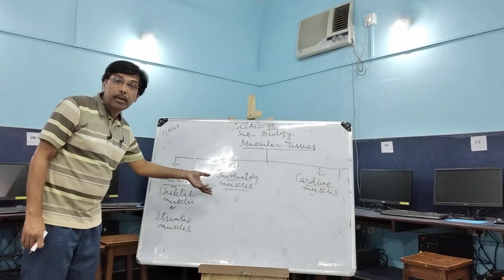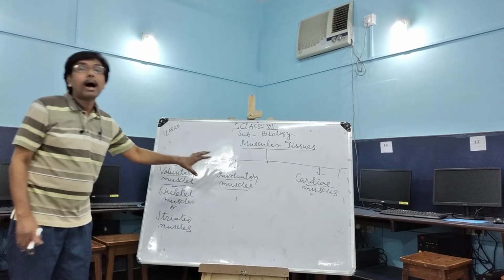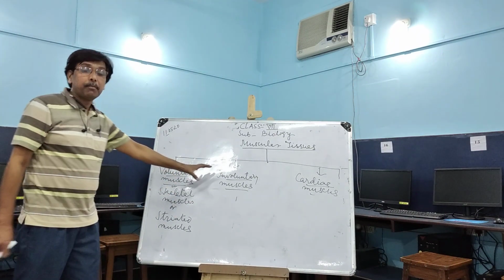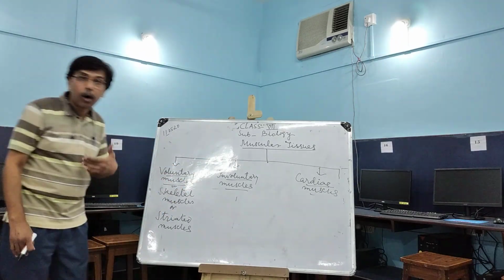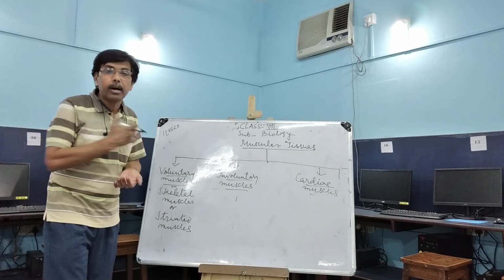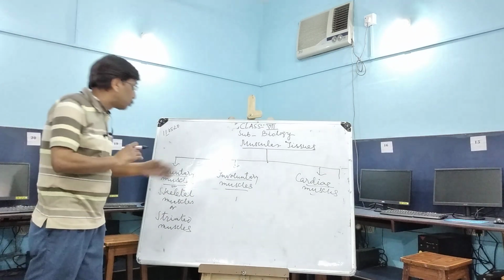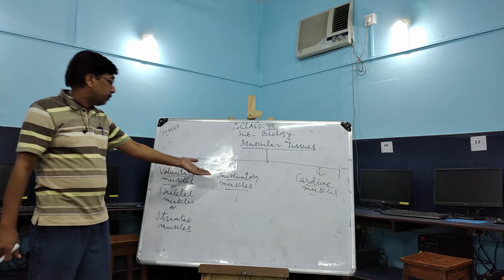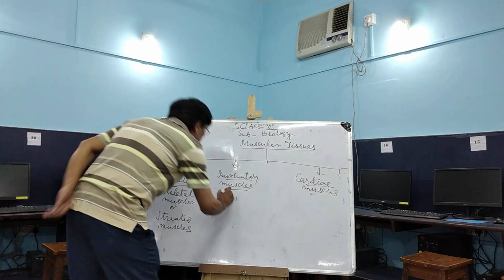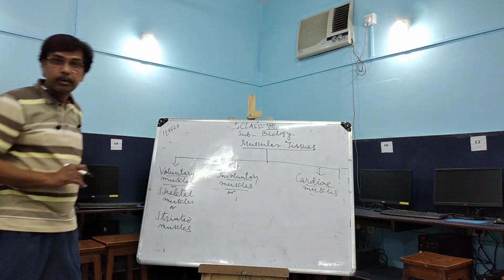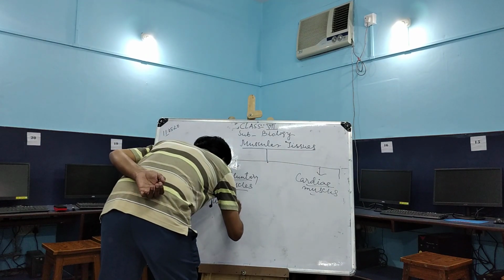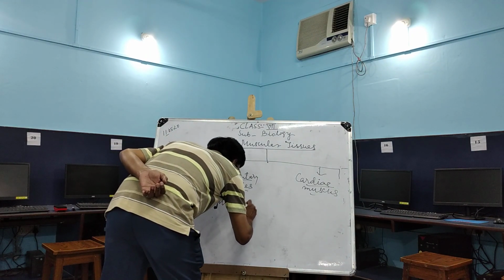Next is involuntary muscles. Why are they called involuntary? Because these muscles are not under our control or will. They are found in the internal organs, in your alimentary canal. Can we control the movement of the alimentary canal? We can never control it. So the muscles present over there are called involuntary muscles. Since they do not have any striations, they are also called unstriated muscles.